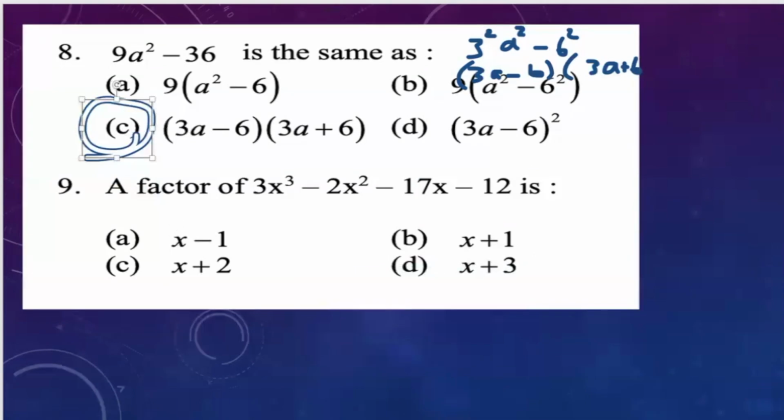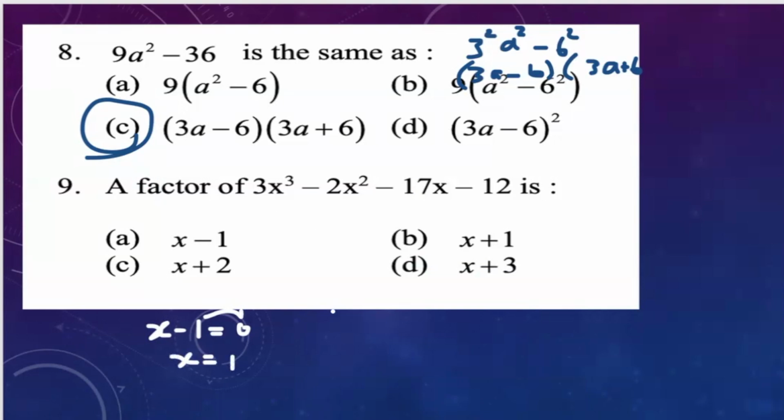So we have x minus 1. It means I will say x minus 1 equals 0. Carry this over. So we have x is equal to 1. And substitute into the polynomial.